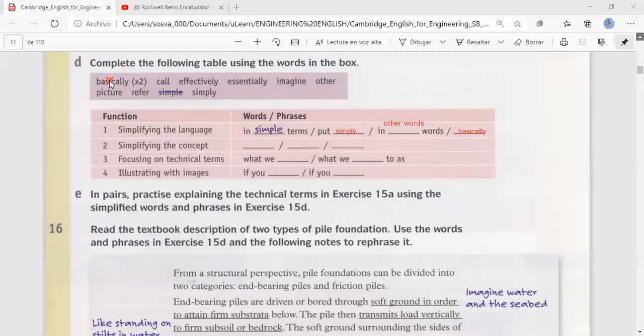We already used basically once. We already used simply and other words. Okay. Simplifying concept is effectively. Yes. So let's look at the next one. Simplify the concept. How would you simplify the concept? In this case, it is effectively. Effectively, yes. That's to simplify the concept. Essentially. And okay, yes, essentially.